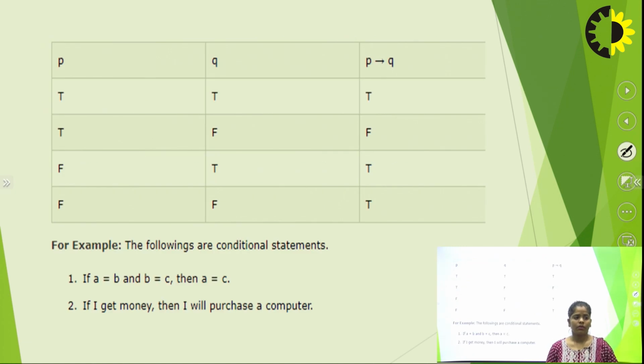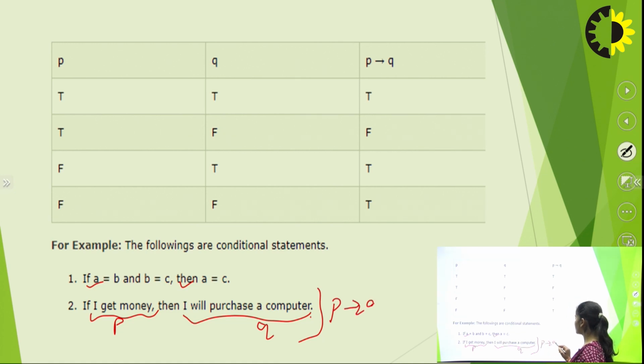So this is the table of the given statements, and these are some conditional statements. If A equals B and B equals C, then A equals C, right? They are showing an if-then relationship. If I get money, then I will purchase a computer. Like here, for example, this statement is P and this statement is Q. So the overall statement is represented by P implies Q.